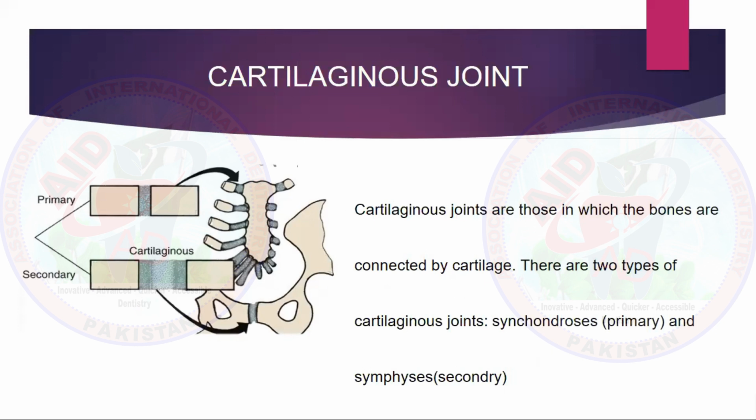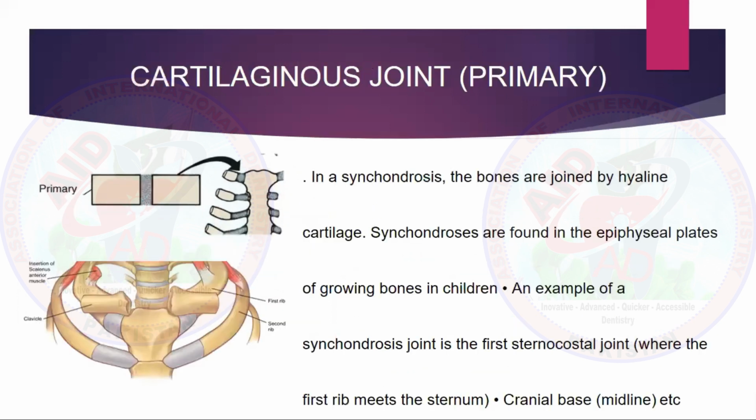In the cartilaginous joint, the bones are connected by cartilage. But in the case of the primary cartilaginous joint, that is synchondrosis, and in the secondary, there is a difference in the orientation of the surfaces. Let us move forward, that is the primary one.